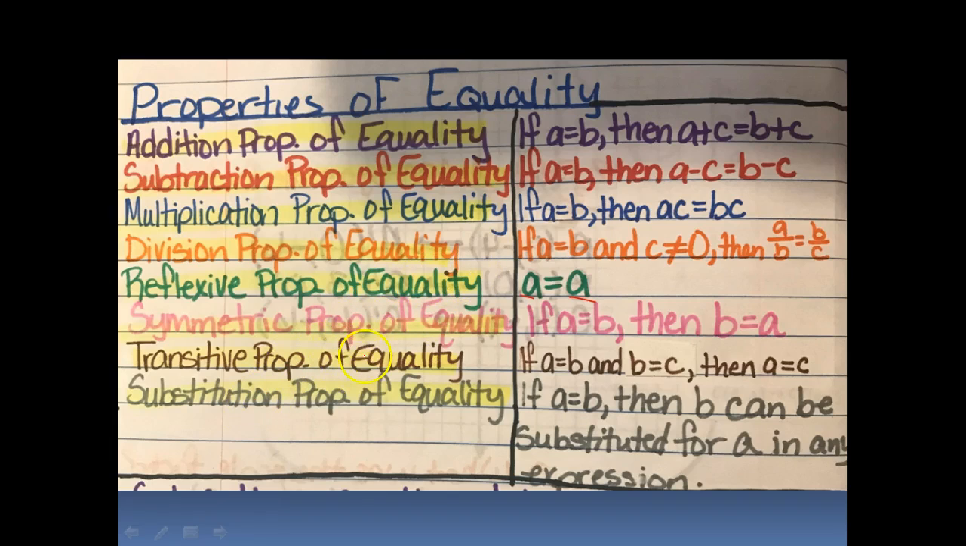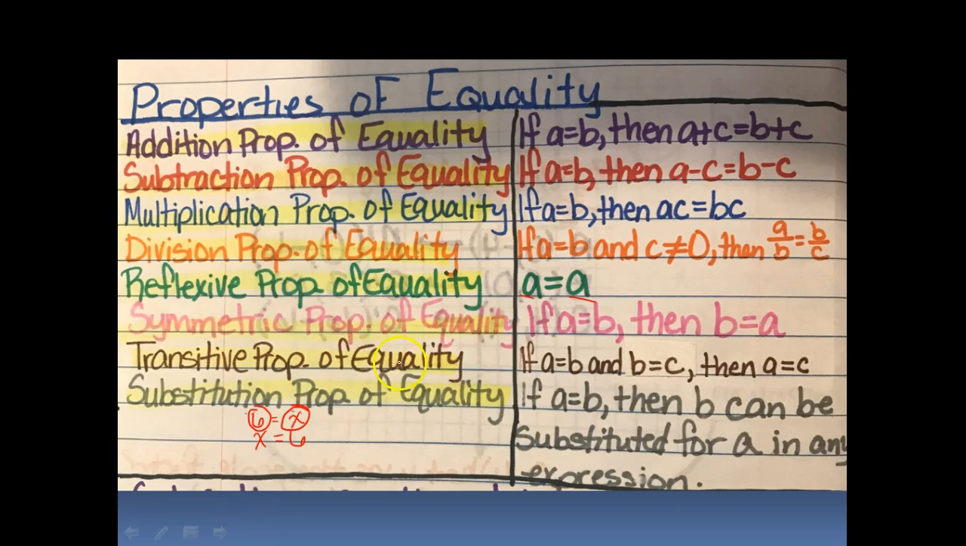You guys remember sometimes you'll have like 6 equals X when you finish a problem, and we rewrite it as X equals 6. That is the symmetric property of equality. You're just moving everything. What's on the right side, you move it to the left. What's on the left side, you move to the right. That is the symmetric property.